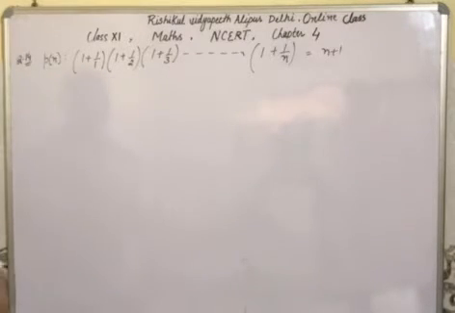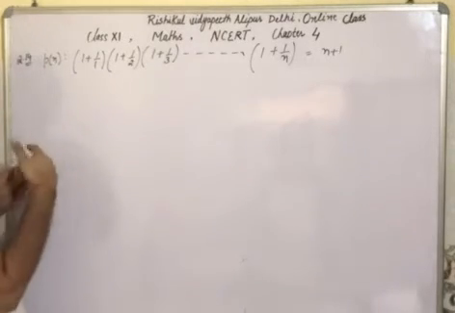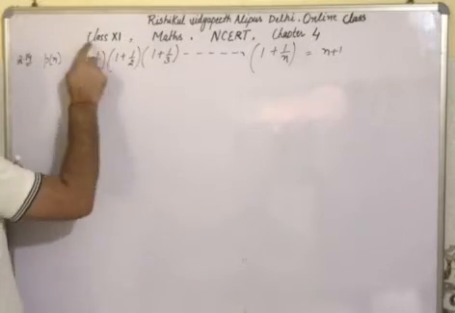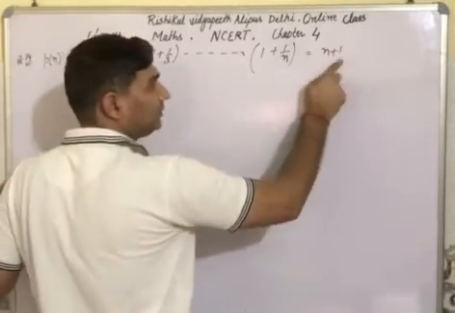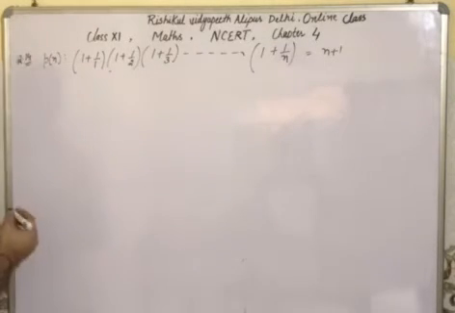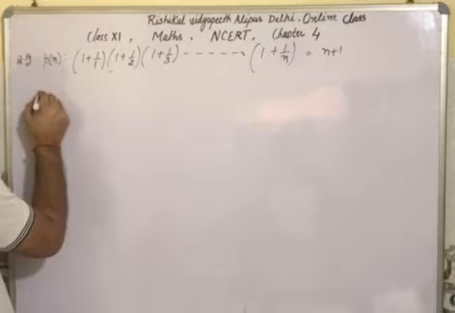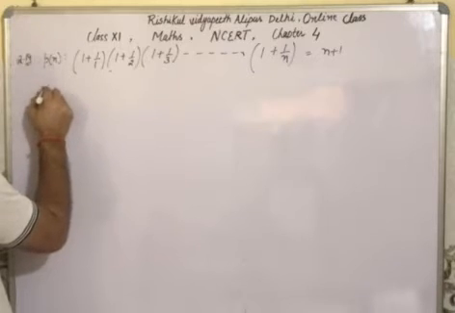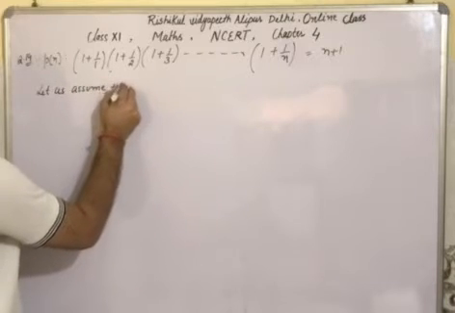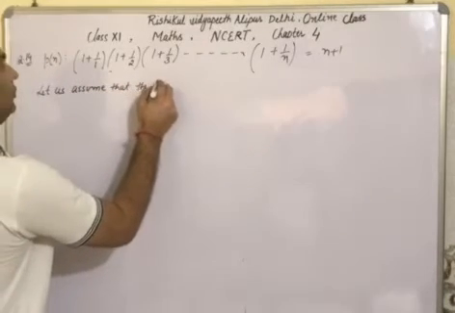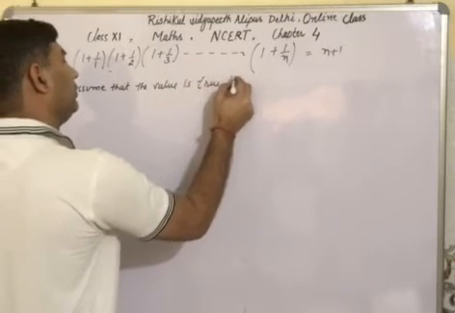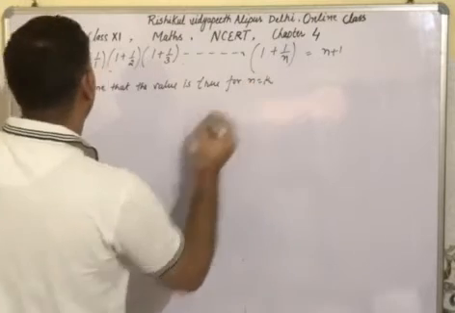Now we do it for 1. P of 1: 1 plus 1, this value is 2, so for n is equal to 1 the value is 2. Then the next step: let us assume that the value is true for n is equal to k.